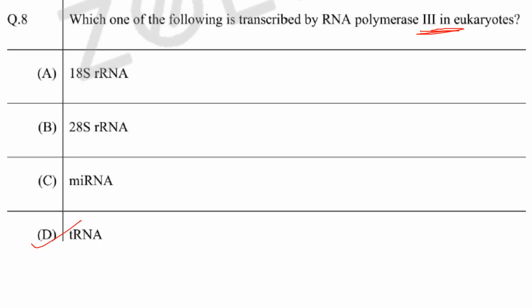RNA polymerase 1, it transcribes 28S rRNA, 18S rRNA and 5.8S rRNA. And RNA polymerase 2, it transcribes mRNA, miRNA and snRNA.